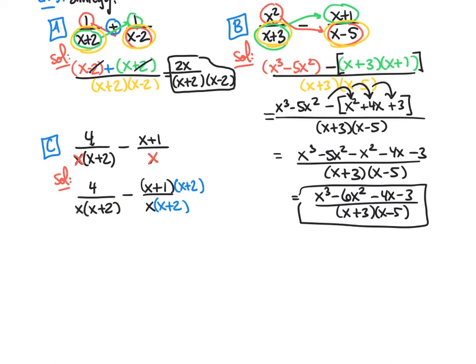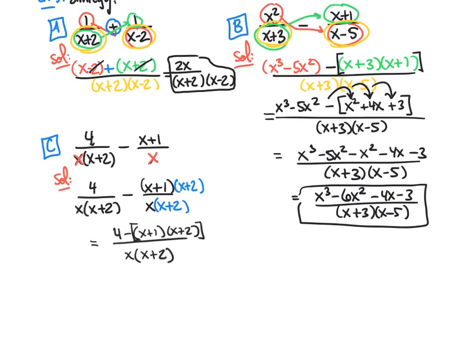Now they have the same denominator, and you can put them over the same fraction. So that's the idea of having common denominators, just the same as numbers. And on top you'll have 4 minus x plus 1, x plus 2. Okay, again, put your bracket so that you don't forget that minus sign applies to both.